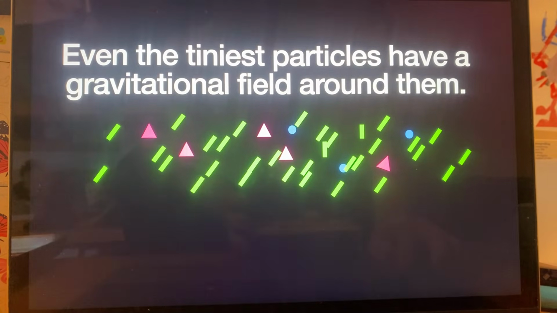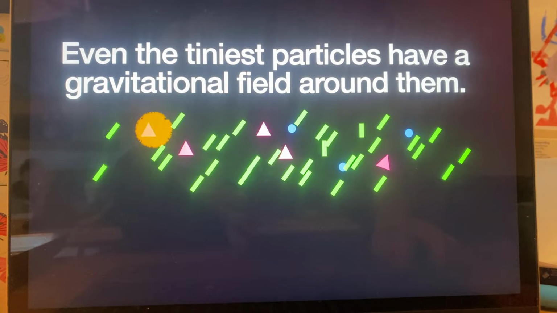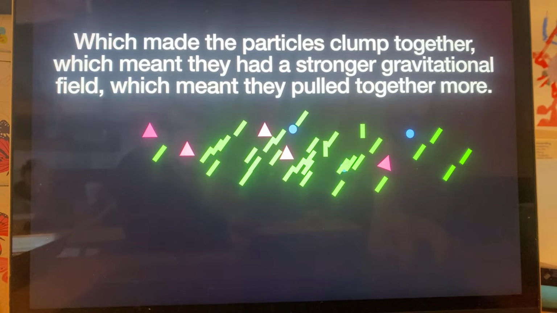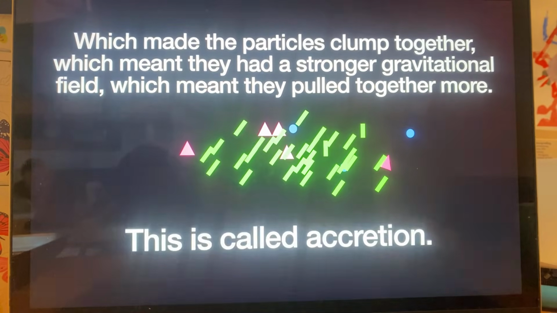So we've talked about gravity. Everything that has mass has gravity. So even the tiniest, weeniest little particles have got a gravitational field around them. So what happens is, 4.5 billion years ago, the gas and dust particles in a particular nebula start pulling towards each other because they have gravity, just teeny weeny gravity, but they can feel each other, so they start moving towards each other. Here we go. And this makes the particles clump together. And obviously, because they're clumped together, the thing has got more mass, it's made of more particles, so it's got even more gravity, so they pull together more. Oh, what's going to happen next?